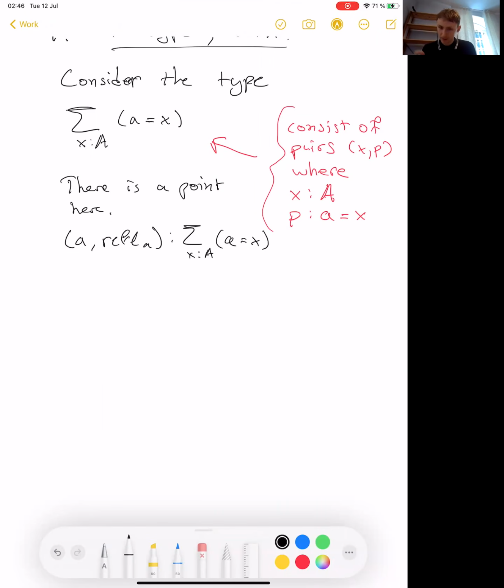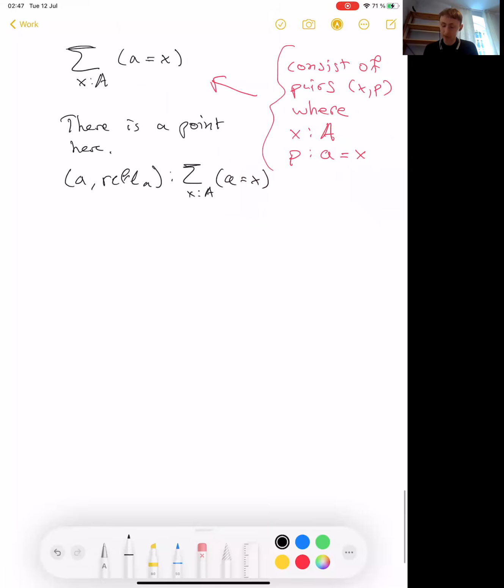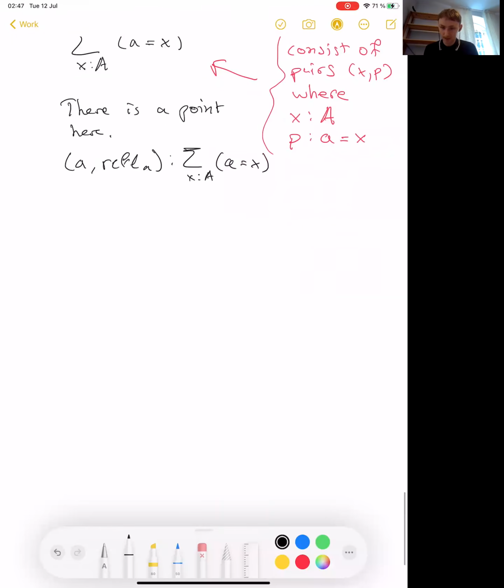Well, because I told you that this type consists of first a point in A and a proof that A is equal to this point. So if I just pick the first point to be A, well, then I might as well pick the path to be refl. Okay. So we always have a point of this type, but it gets even nicer.